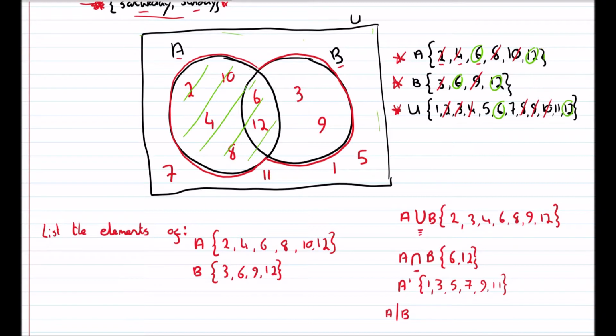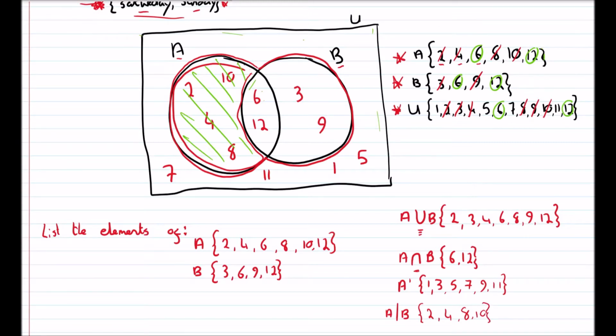Okay, so we could also be asked for what's in A less B. What that means is anything in A but that's not in B. So that would be here, anything here, doing green. So anything in A but not in B. So that doesn't include the 6 and the 12. And that would be 2, 4, 8, and 10. Okay.